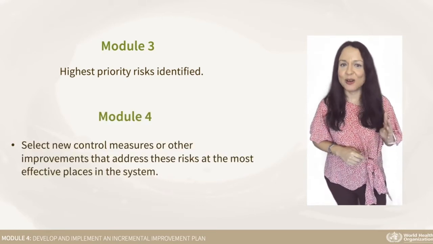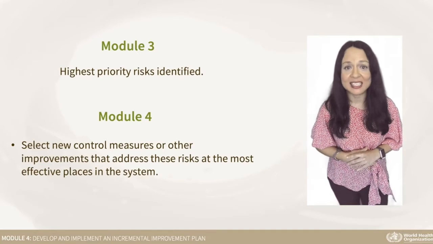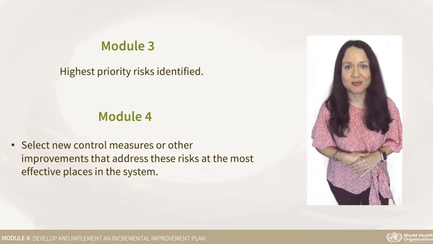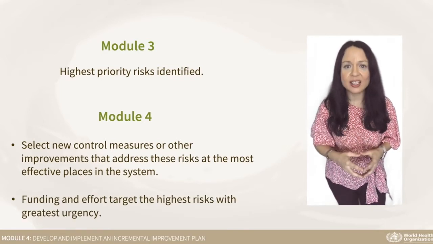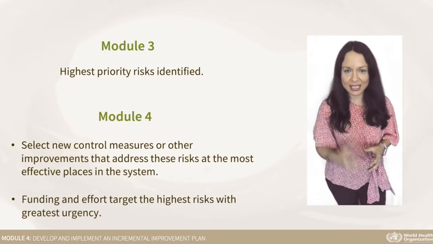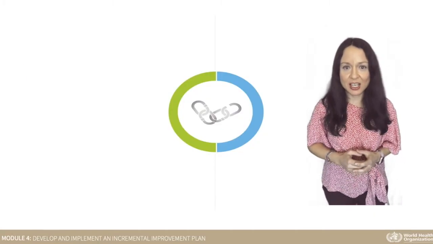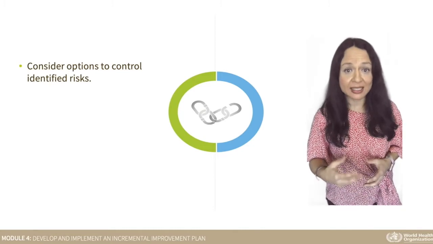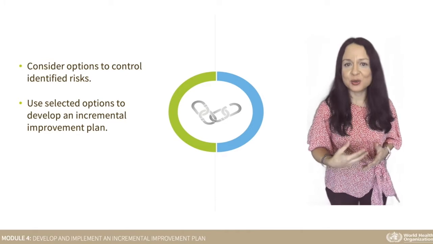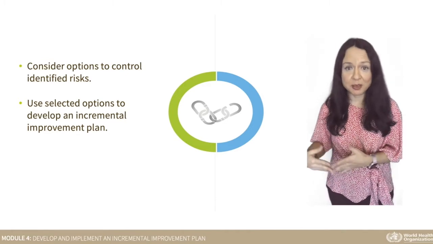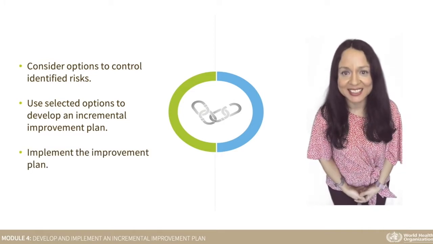Now in Module 4 it is time to select new control measures or other improvements that address these risks. With this, we make sure that funding and efforts target the highest risks with the greatest urgency. In Module 4, we will consider options to control the identified risks, use selected options to develop an incremental improvement plan, and then implement the improvement plan.